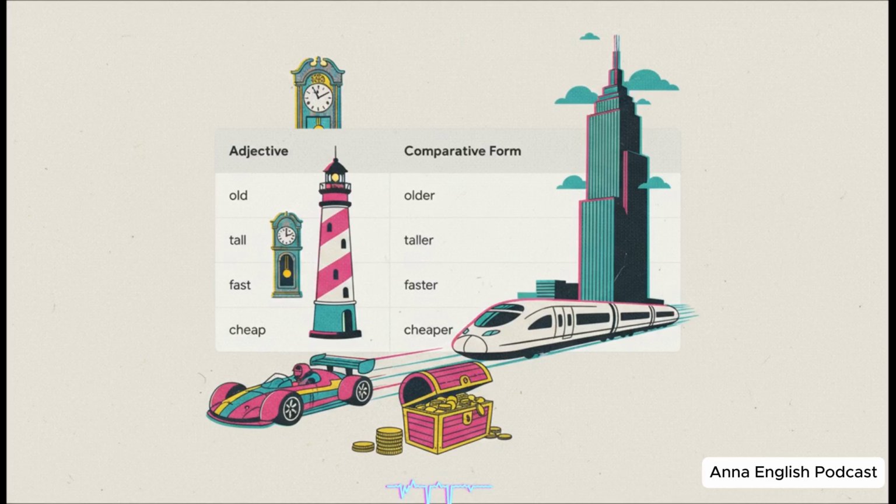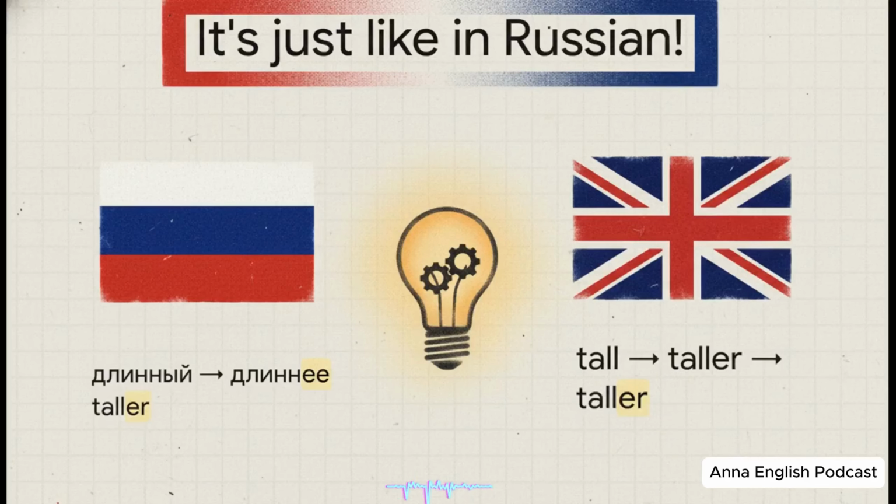Pretty simple, right? And what's really cool is that this idea isn't just in English. It's in a lot of languages. For instance, in Russian, dlinny becomes dlinnye. It's that exact same idea. You're just adding a special little ending. When you see that pattern, it can make it so much easier to remember that, yep, tall just becomes taller.